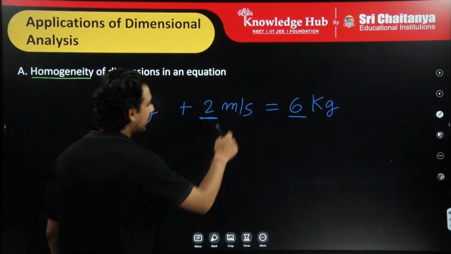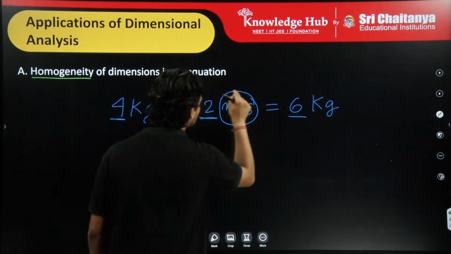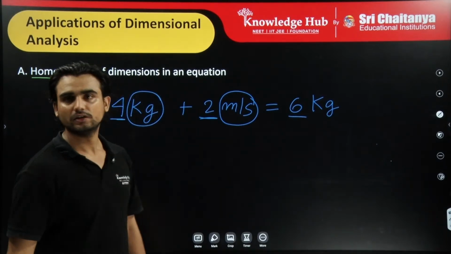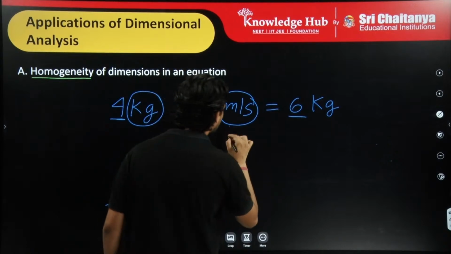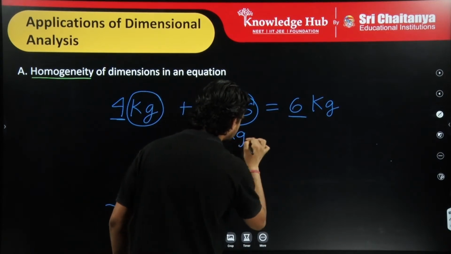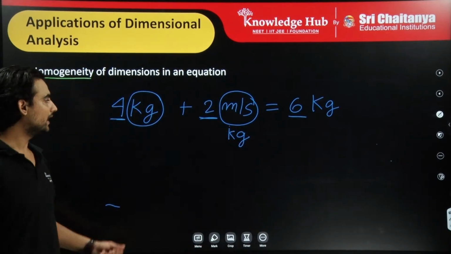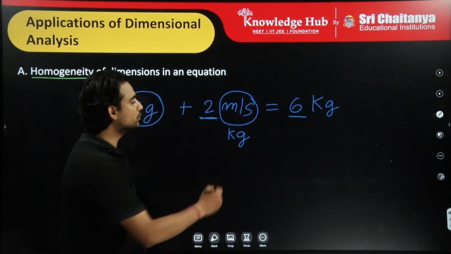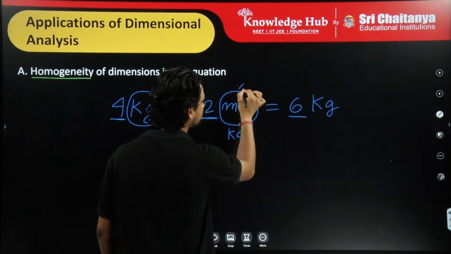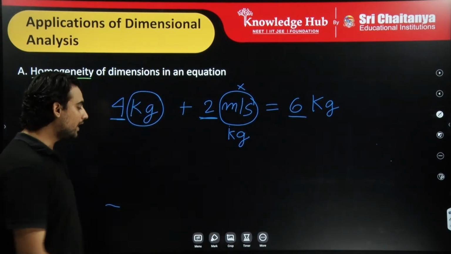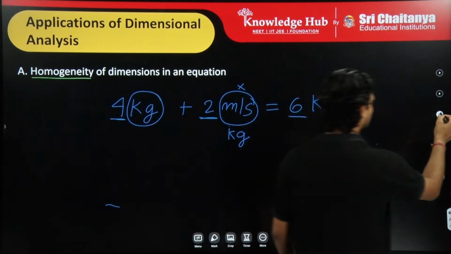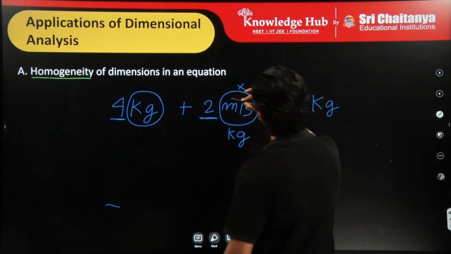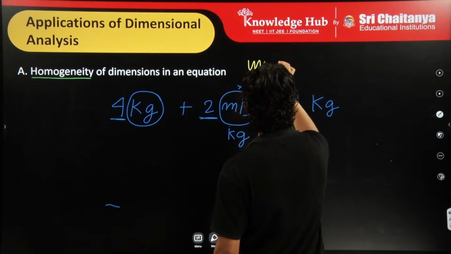The problem here is that this unit is meters per second, and this is kg. If this meter per second had been kg, then I could have written 4 plus 2 kg is 6 kg. But this is not kg, right? This is meters per second. So your argument will be, why can I not do this? I cannot, because the units are different.